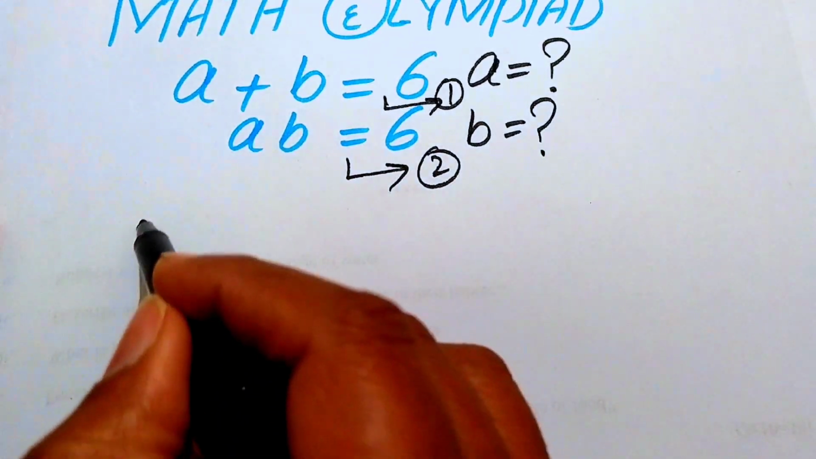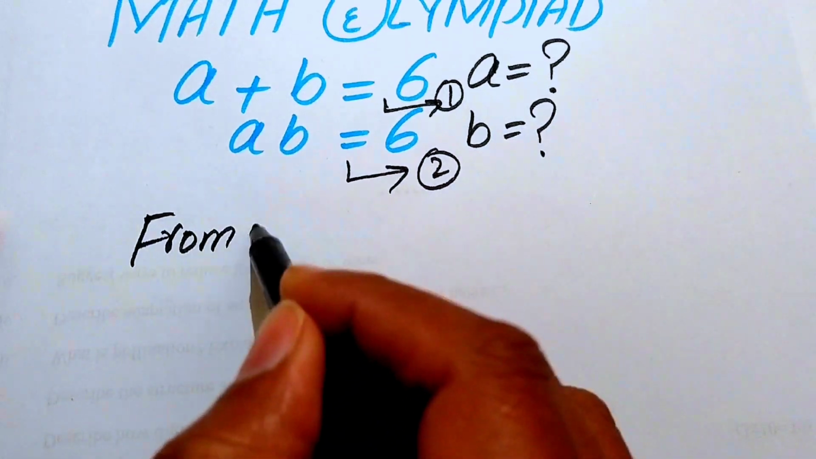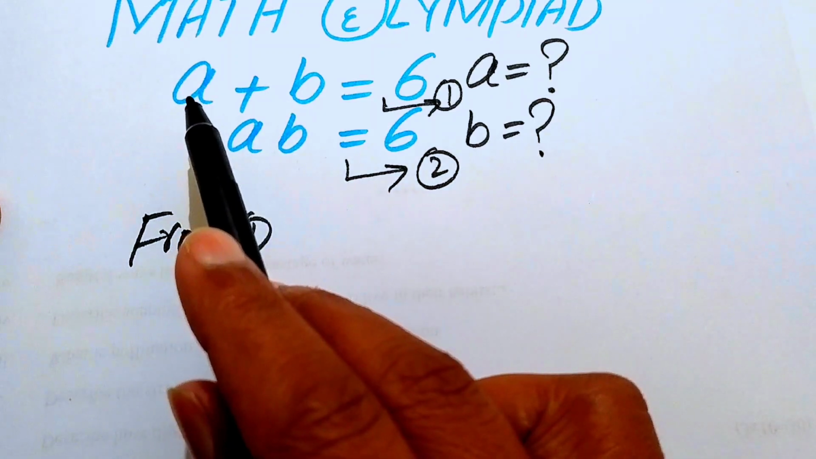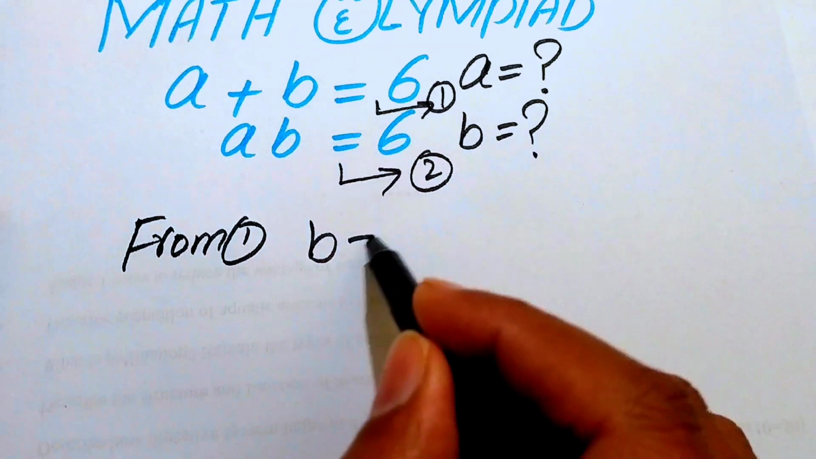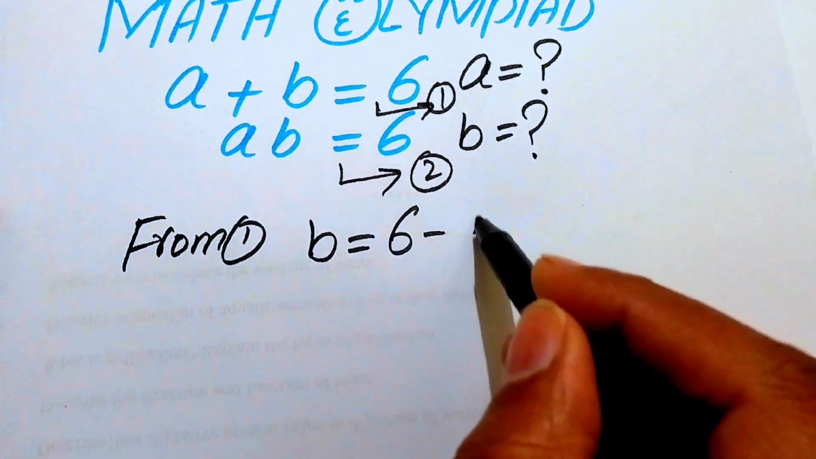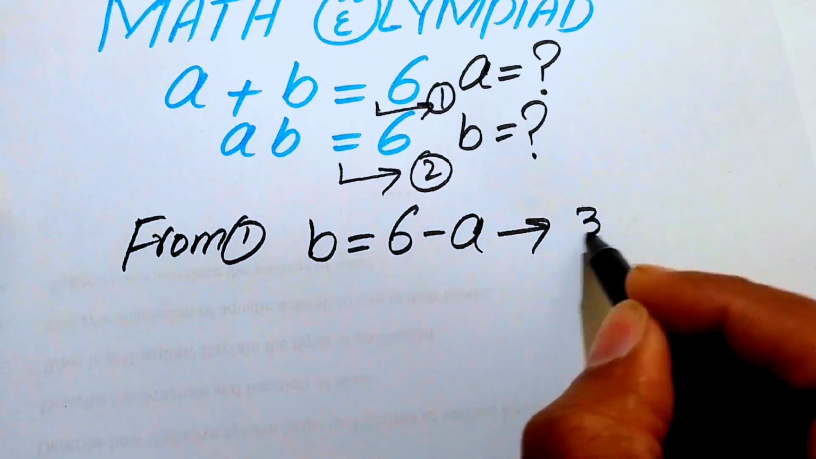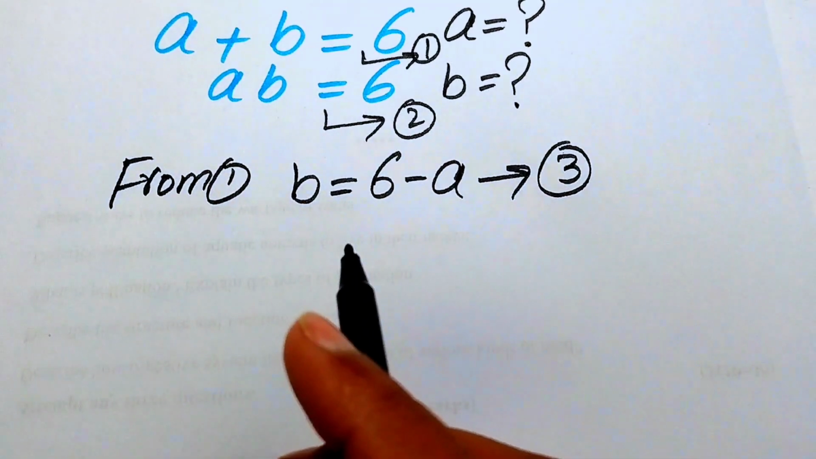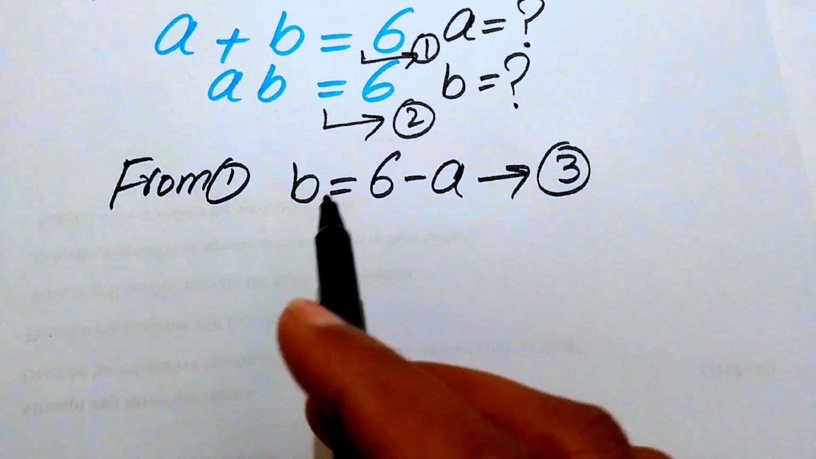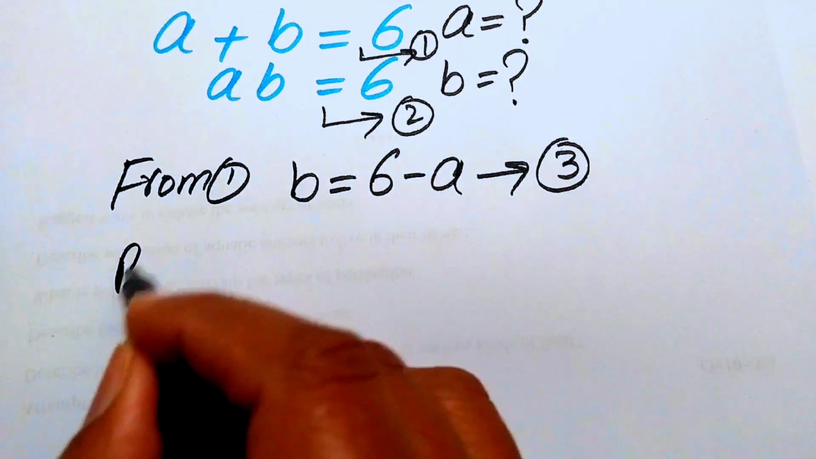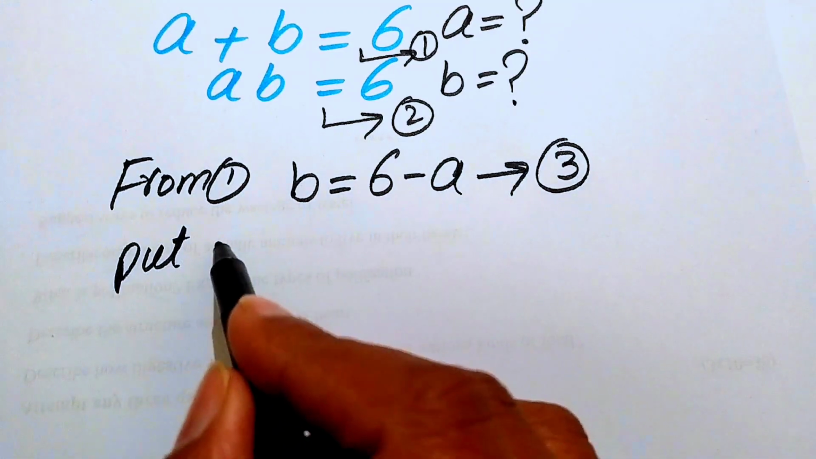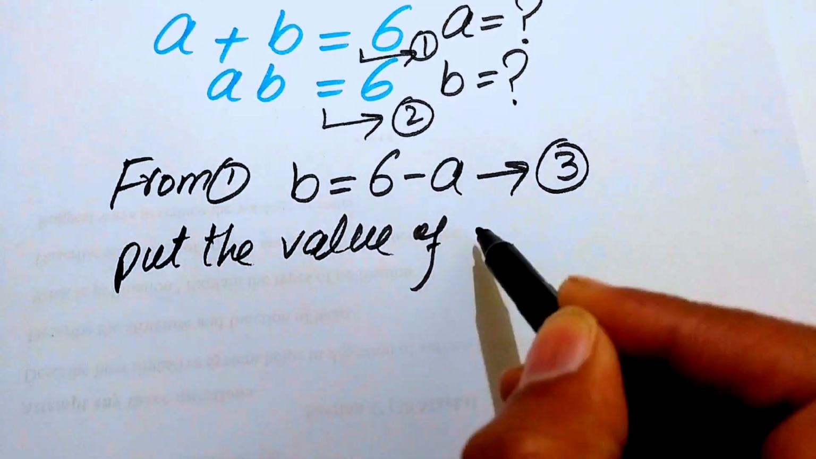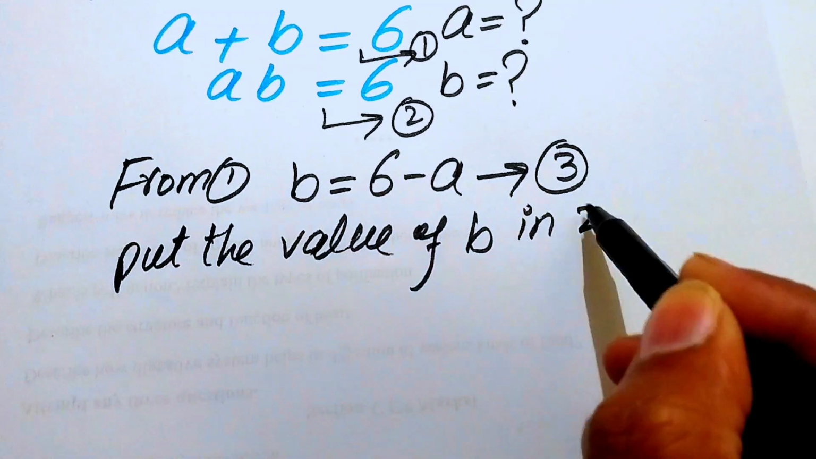So from equation number 1, we first find the value of b and we move this a to the right hand side and we get b equals 6 minus a, and we call this equation number 3. So now we substitute the value of b in equation number 2.